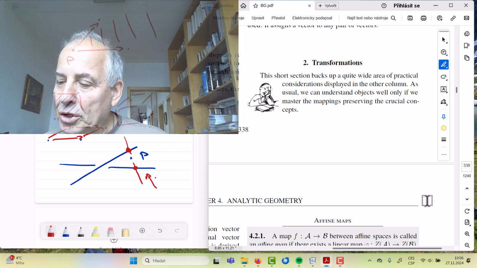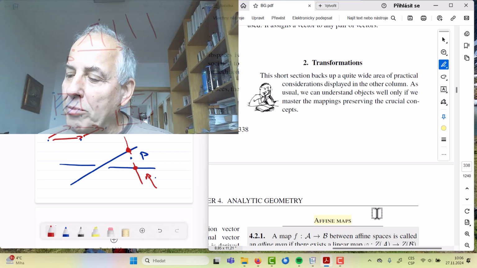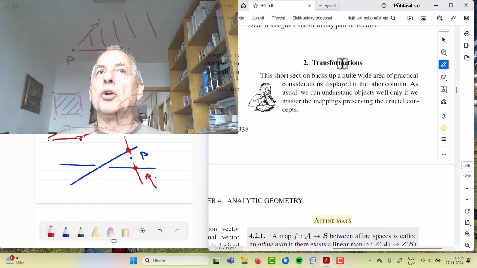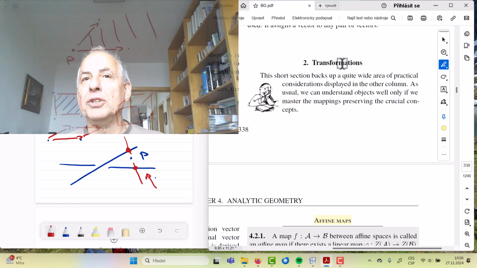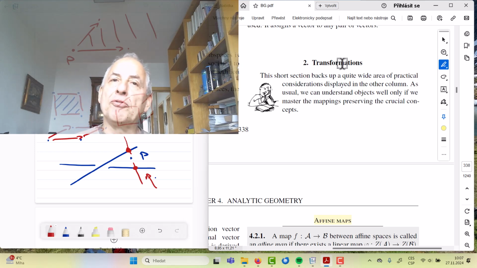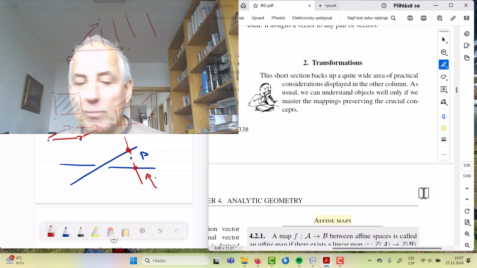So this is what we call affine maps. The transformations will be the affine maps, which will be bijective, right? So we touched on it already when we talked about how the coordinates are changed, because of course the change of coordinates is something which preserves the structure, and therefore the change from one frame to another frame must be achieved by an affine map, which is bijective.